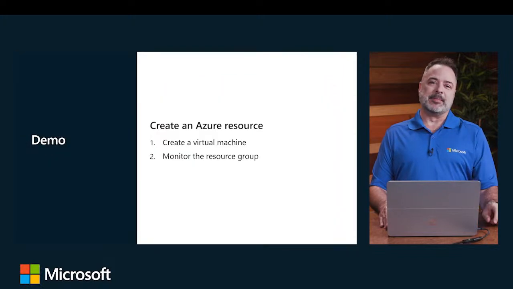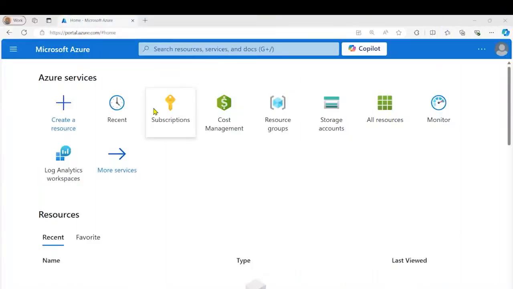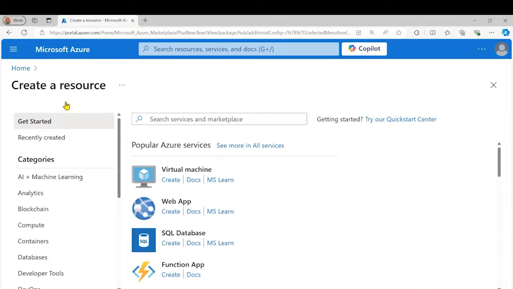Let's take a moment to do a demo on how to create a resource in Azure. All right, so in this demo, what we're going to do is open up portal.azure.com. I've already opened it up here, just to point out that this is the URL that we're going to. And we're going to go and create a resource. It's pretty easy. Just click on create a resource, and we're going to create a virtual machine.